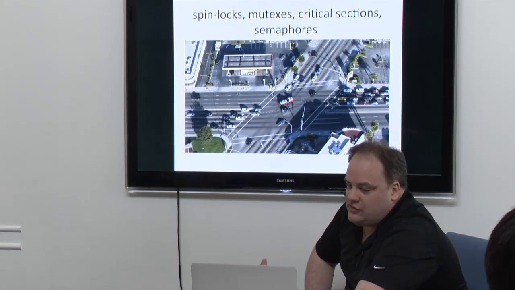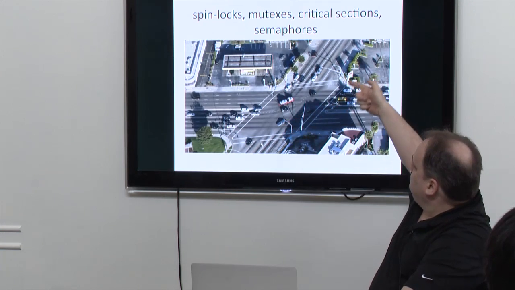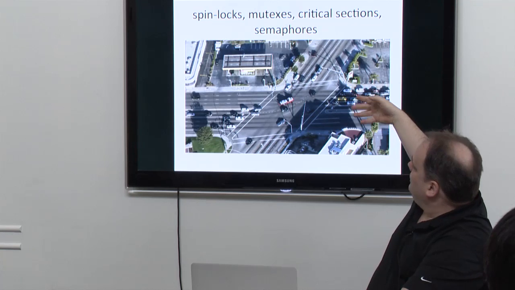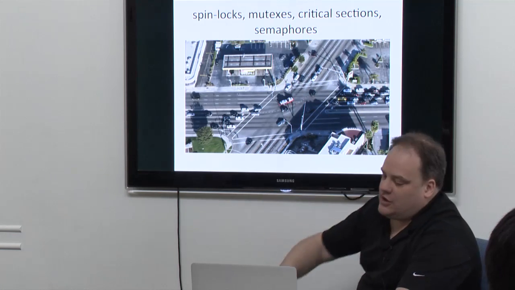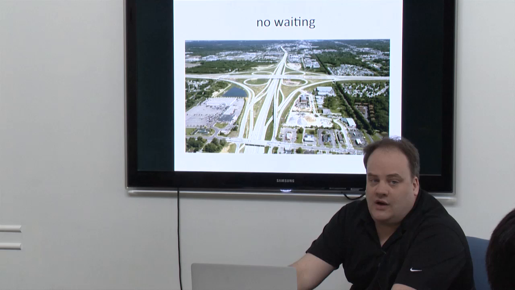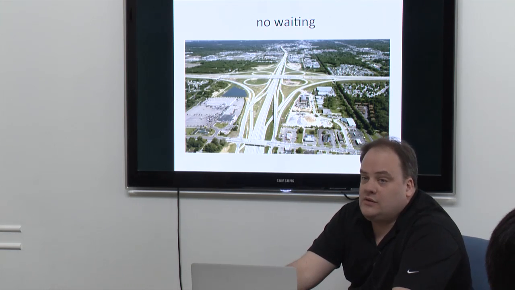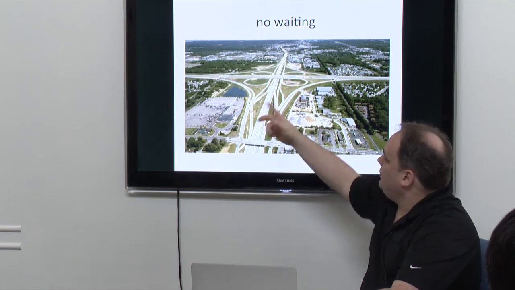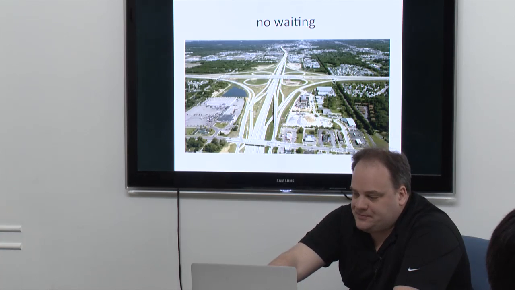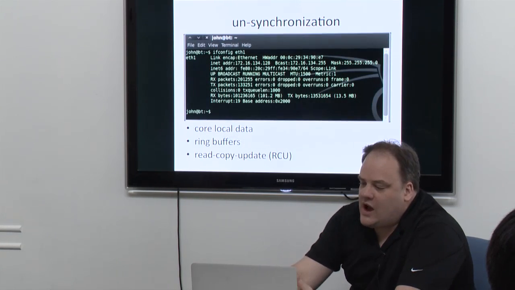So think of a spin lock or a mutex or critical section or semaphore as like an intersection where, when they collide, some traffic stops and other traffic is allowed to go. But what we want is synchronization that runs more like a freeway, where traffic continues to flow in both directions and no one ever stops. So how do we do that?